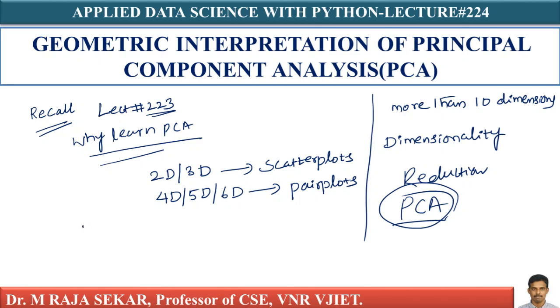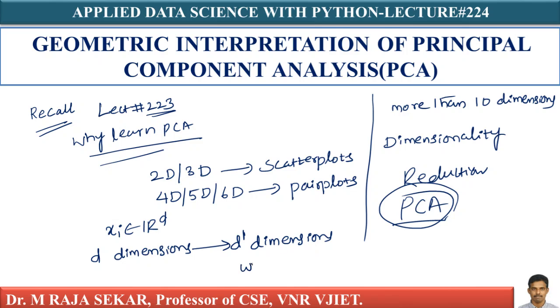I already discussed, if you have a data point xi belongs to Rd, it is d-dimensional data. What you have to do is reduce these d dimensions into d dash dimensions, where d dash is less than d. That must be the condition. Usually this d dash can be 2D or 3D, because visualizing data in 2D or 3D is a little bit simple.